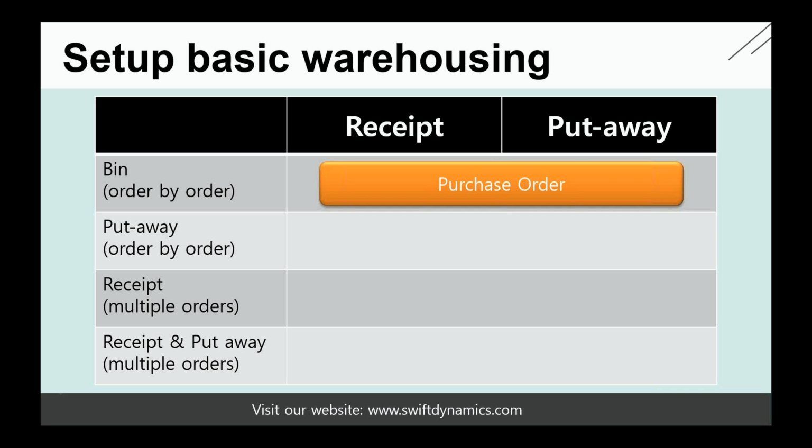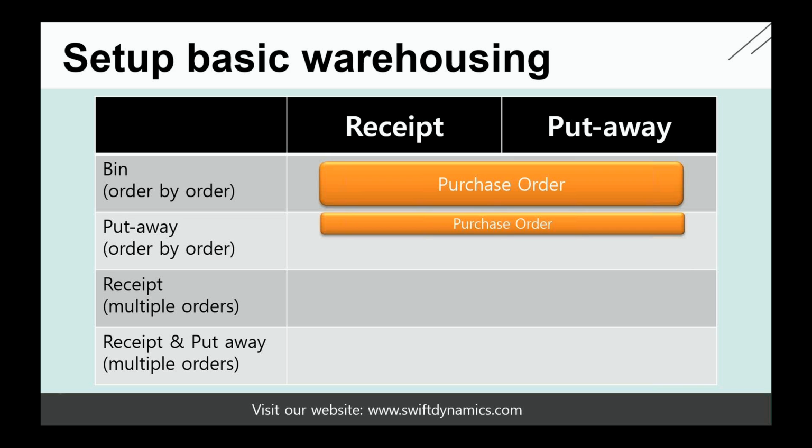What you can now do is extend this process by using bins. So say the only thing that's important is item placements. I want to keep doing the receipt and the put away together in the purchase order, but I want to be able to specify bins. So that's a possibility that you have. Then you would assign bins in the purchase order.